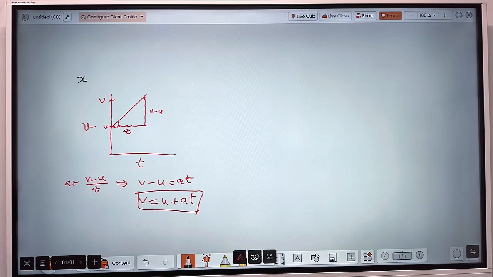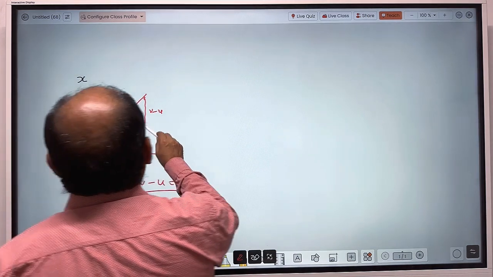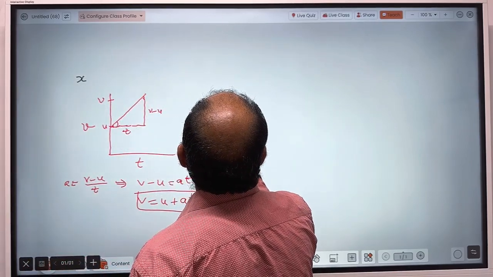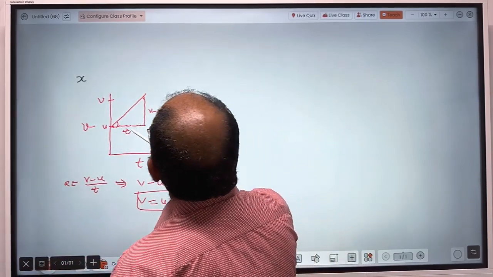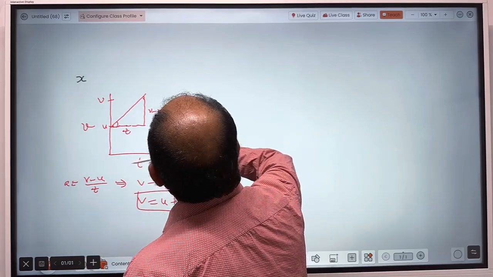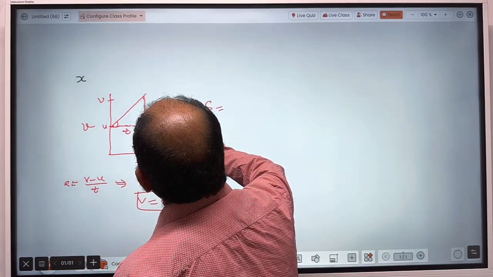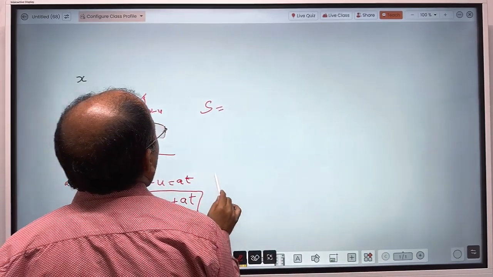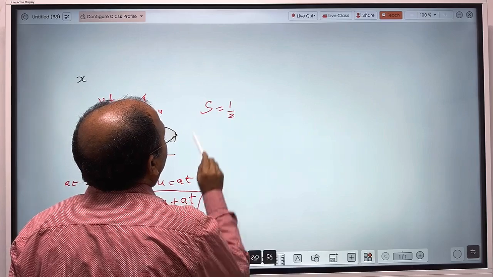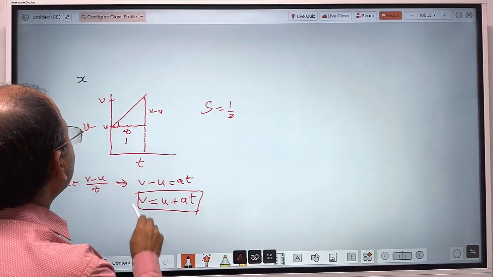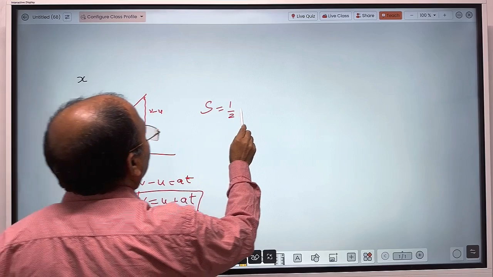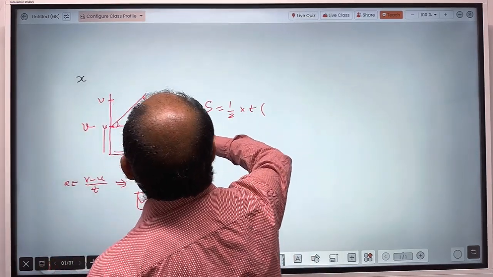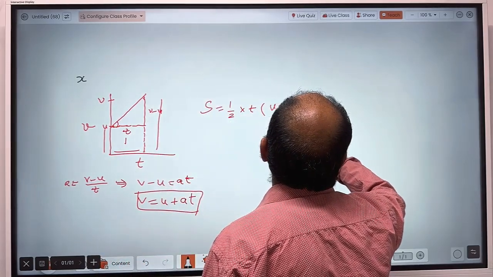Now let's consider second equation of motion. So here area under vt graph will give distance traveled. So s equal to area if you find, so it's simple here, area of trapezium. If you remember how to find area of trapezium, half height into sum of two parallel sides. So height will be taken as t, so let's write t here, and then sum of parallel sides. Up to here this is u and this total is v, so u plus v.